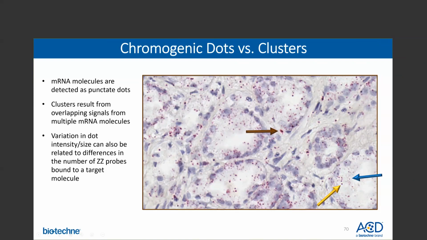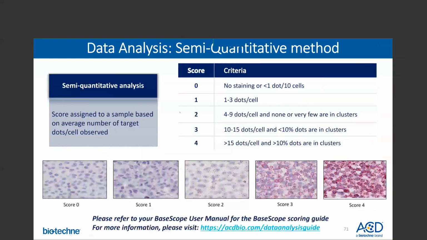However, an important fact to remember is that each of these dots represents a single mRNA transcript, and at the end of the day, it's the number of transcripts that is important and not the intensity or the size of the dot. Shown on this slide is how you can perform data analysis using the semi-quantitative method.